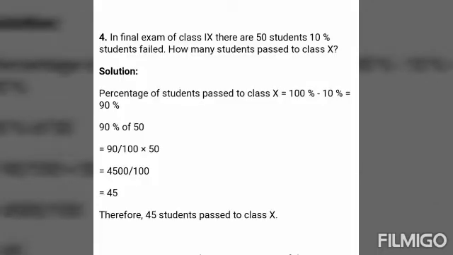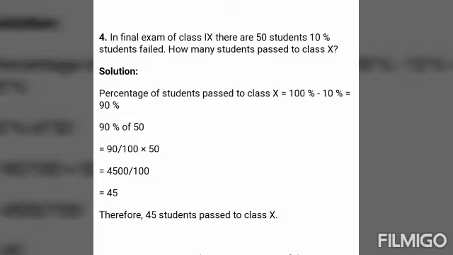Now, next question. In final exams of class 9th, there are 50 students. 10% of the students failed. How many students passed to class 10th? They have given you how many students are there. Total students are 50. How many students failed? The percentage of students failed, 10.